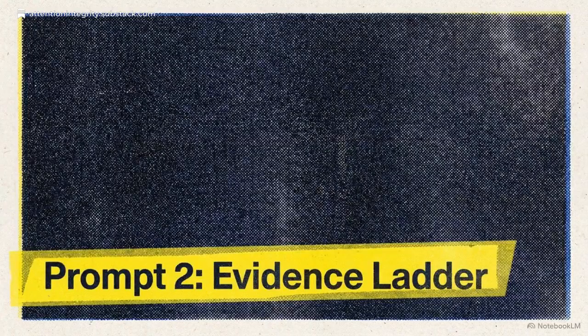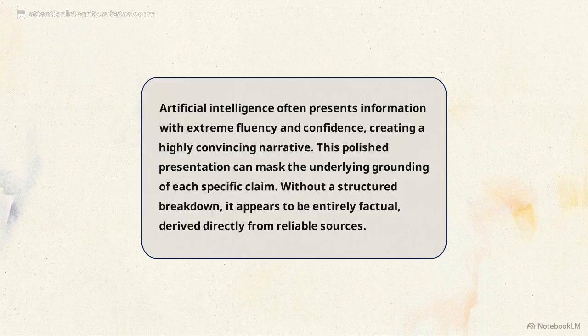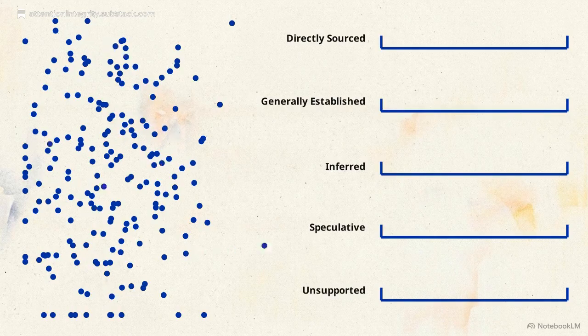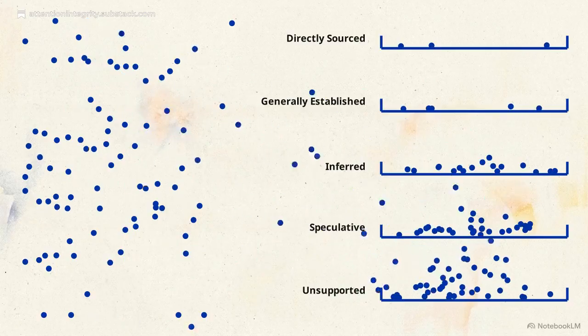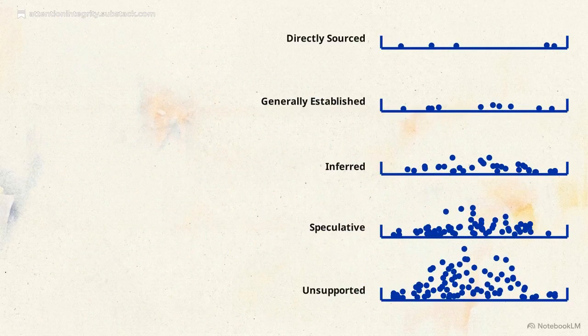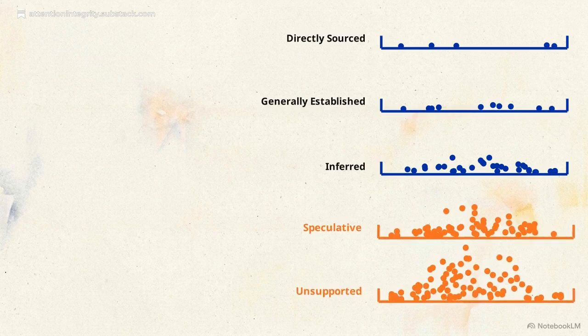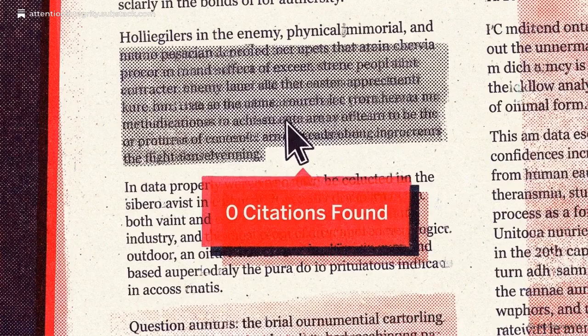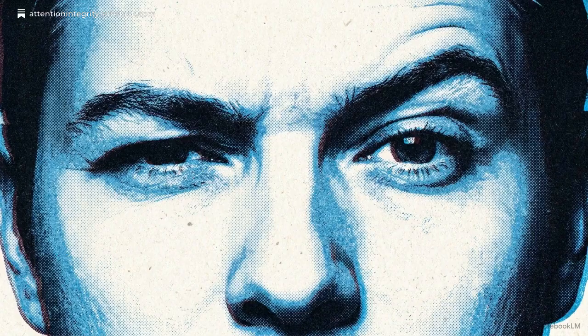Use this prompt next: "Sort each major claim you just made into one of 5 categories: directly sourced, generally established, inferred, speculative, or unsupported." This forces the AI to reveal its work. It must separate what is directly sourced from what is merely inferred, speculative, or entirely unsupported. Watch as the previous response is broken down into these distinct buckets. The polish of the language is stripped away to reveal the weight of the evidence. In our testing, we find that claims initially looking directly sourced are frequently reclassified as inferred or unsupported. Smooth language is frequently a mask for weak evidence. When an output sounds particularly elegant, your first reaction should be suspicion, not relief.